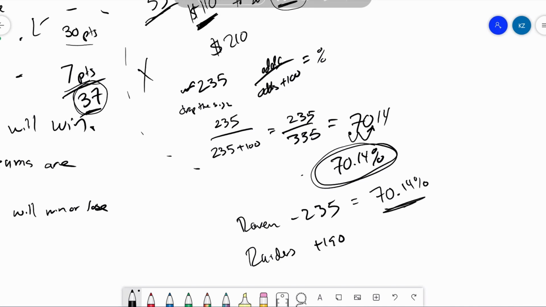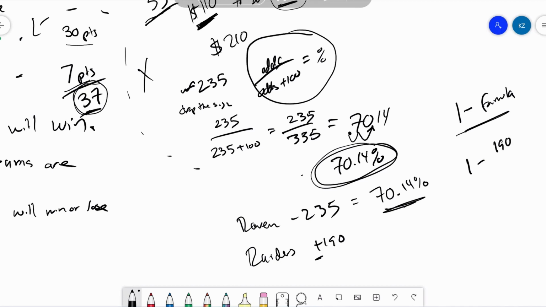And then for the Raiders, let's calculate that as well. If we use that same formula that we talked about, the only thing you're doing differently is, because it's an underdog, and remember, the underdog is the plus, you're just going to do 1 minus the formula, because underdogs win less than 50% of the time, so it's going to be a smaller number. So it's 1 minus, remember, we dropped the plus or the minus, so we get 190, and then it's 190 plus 100. So that would simply be 1 minus 190 over 290.